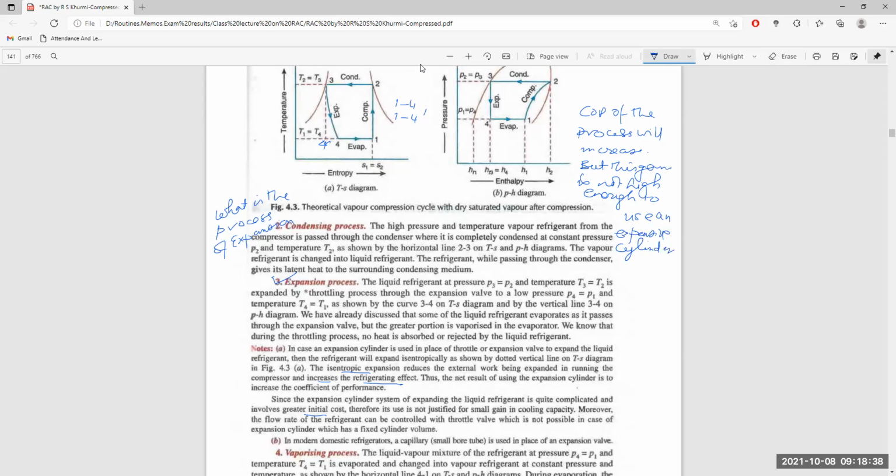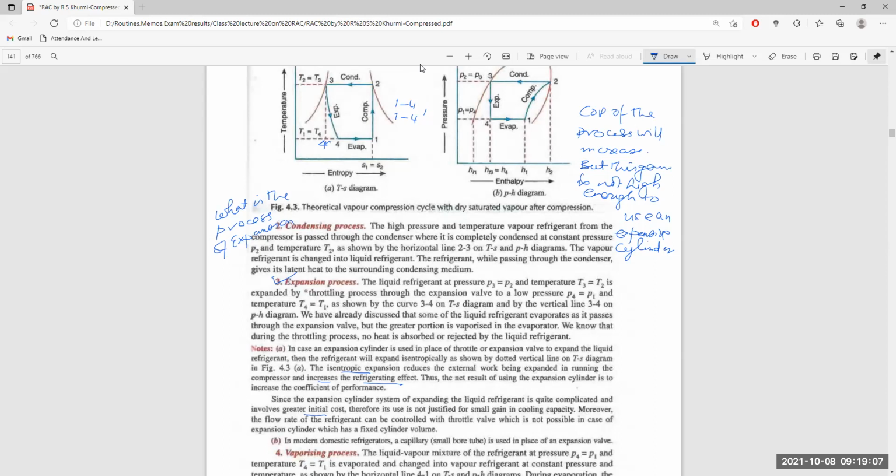So generally we use a throttling valve, where flow can be controlled, and to a certain extent pressure and temperature are also controlled. But some amount of heat will be lost in the throttling process. Enthalpy remains more or less constant from 3 to 4, but pressure also reduces from P3 to P4.